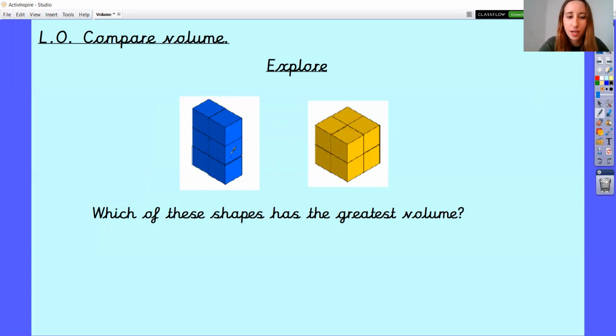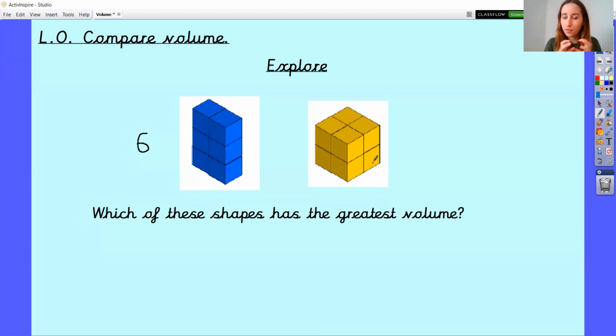My blue shape here, again, it's taller than this shape, but this shape is wider. So I'm wondering, do they have different volumes, the same volume? Which shape has the greatest volume? So I'm going to think again about how many cubes I've got here. I've got 1, 2, 3, 4, 5, 6. So the volume of this shape is 6 cubes. And I'm going to look at this one here. So in terms of the cubes, I can see 1, 2, 3, 4, 5, 6, 7.